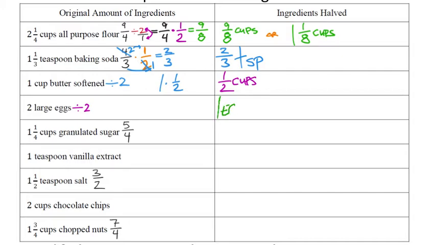So 1 egg, if you cut that in half, 2 eggs in it. All right, 5/4. Yeah, we need to cut this in half as well. So I'll multiply that by 1 over 2. And in the numerator, I got 5 times 1 is 5. Denominator 4 times 2 is 8. And yeah, that's already a proper fraction, so we're going to show it as 5/8. And this is in cups of the granulated sugar, so cups.